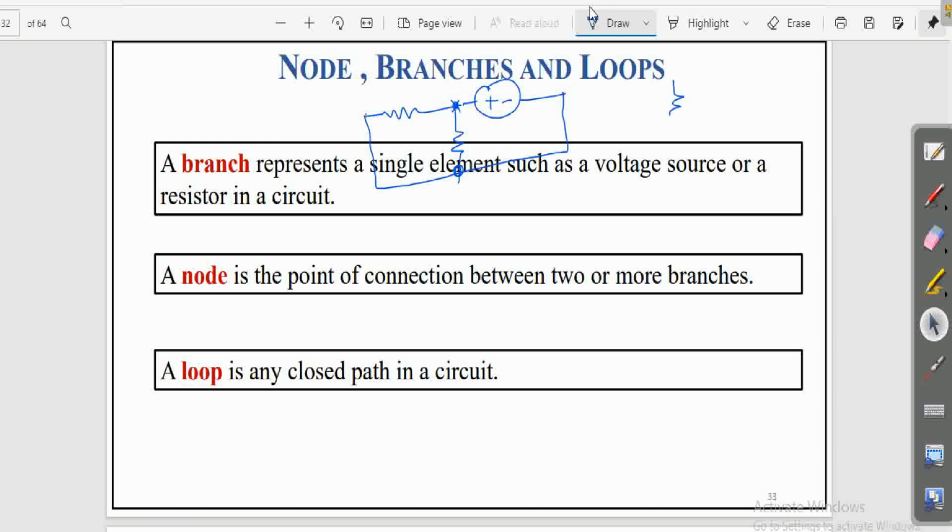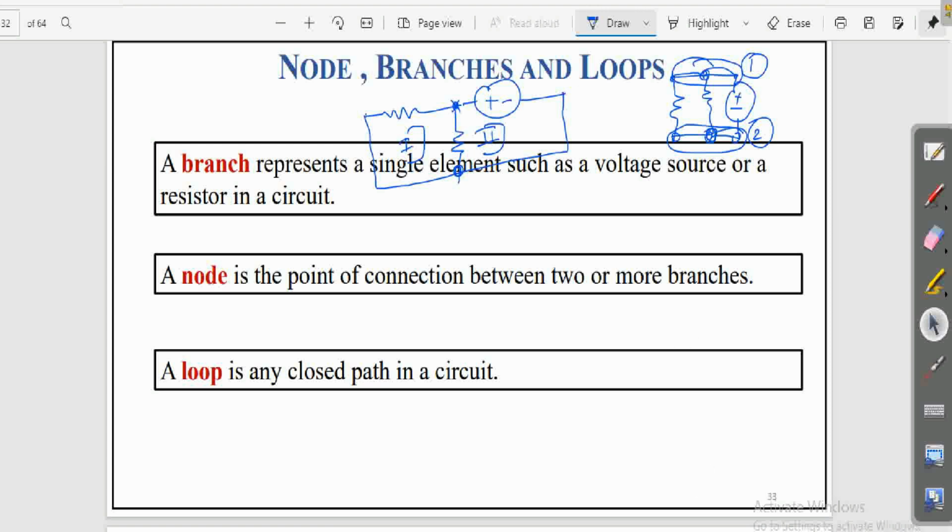It means you can draw the same like this, positive, negative. So how many nodes do you have? Only two nodes. This is similar to this node, and this is also similar to this node. So totally we have two nodes and three branches. How many independent loops? This is the first independent loop and this is the second independent loop. So this has three branches, two loops and two nodes.